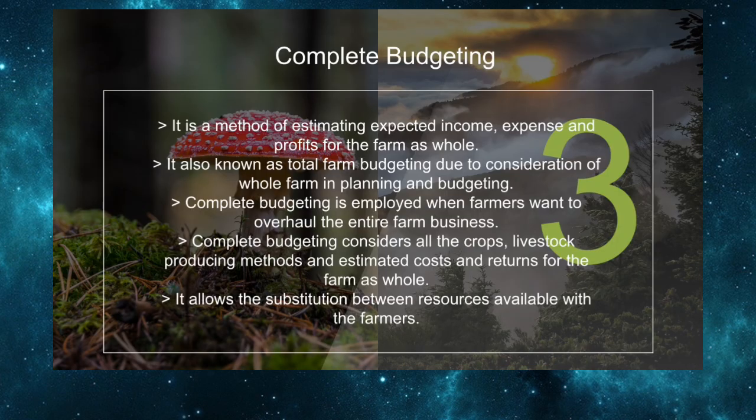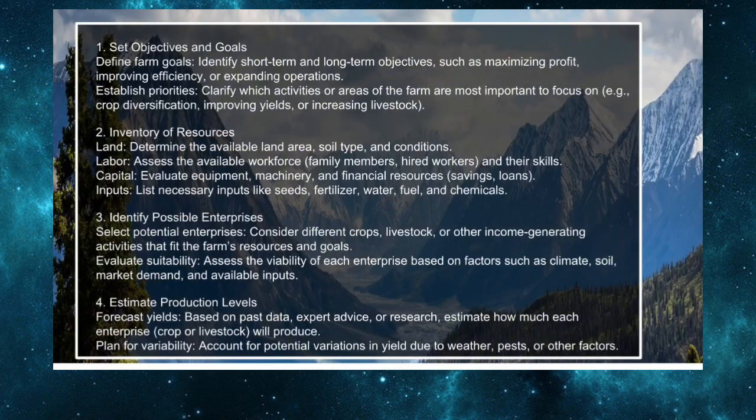This tool helps evaluate the overall performance of a complete farm plan, making it essential for long-term and large-scale planning. This slide explains the first step in complete farm planning: setting objectives and goals. Before making any plan, the farmer needs to identify short-term and long-term priorities.